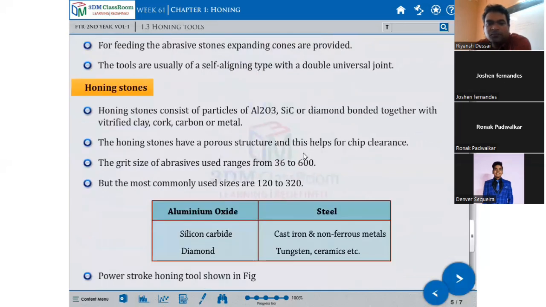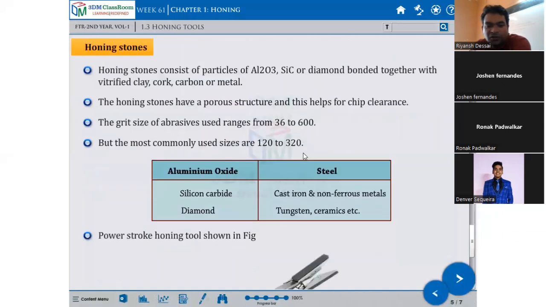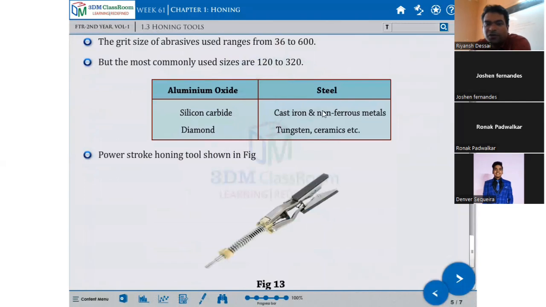Honing stone. Honing stone consists of aluminum oxide, silicon carbide, and diamond bonded together with vitrified clay, cork, carbon, and metals. And the honing stone has a porous structure, and this helps to chip wear. The grit size of abrasive used ranges from 36 to 600, but the most commonly used size is 120 to 320. So these are the types: aluminum oxide and silicon carbide are used for cast iron and non-ferrous metal. Diamond is mostly used on tungsten and ceramic.